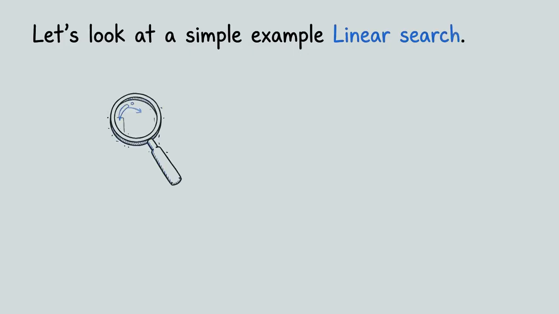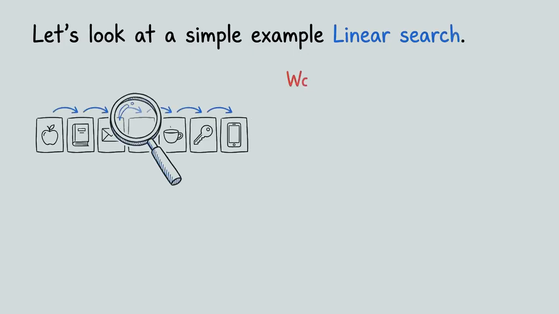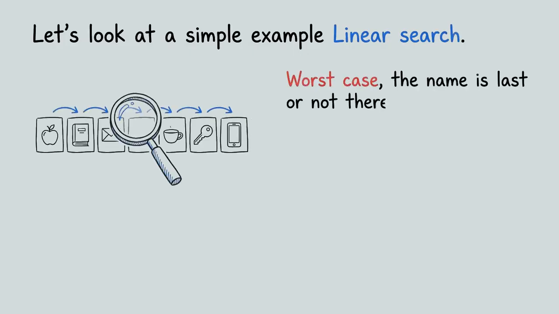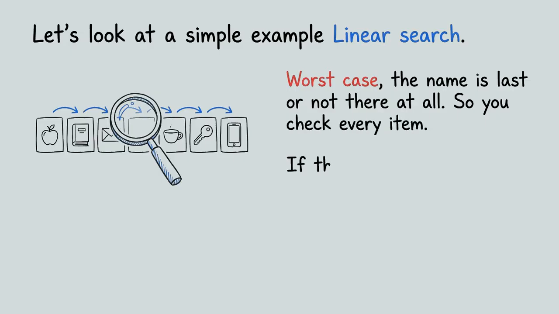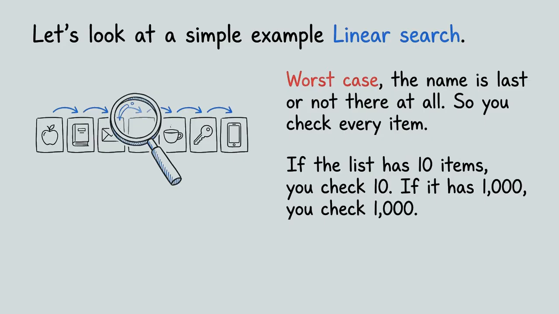Let's look at a simple example. Linear search. You're looking for a name in a list. Worst case, the name is last or not there at all, so you check every item. If the list has 10 items, you check 10. If it has 1,000, you check 1,000. That's O of n. The work grows linearly with the input.